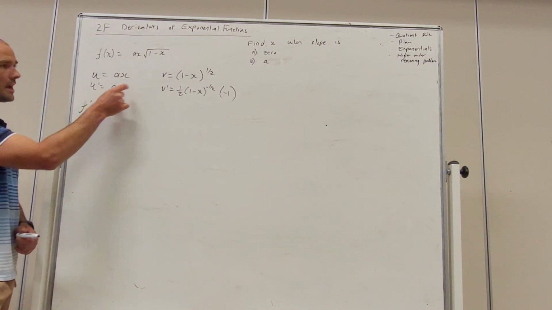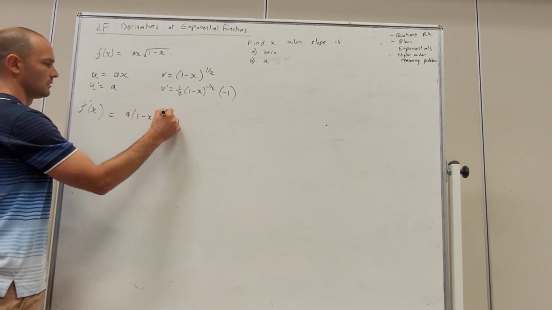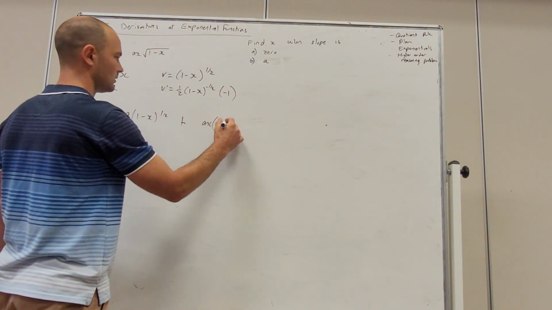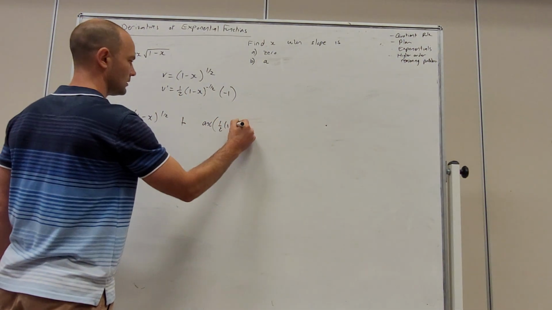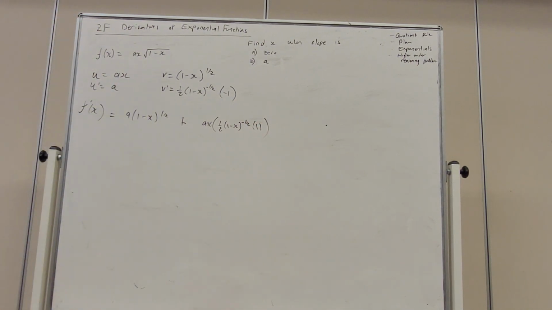We have u dash v plus u v dash. Okay, there's our derivative function. Next we're just going to simplify it.